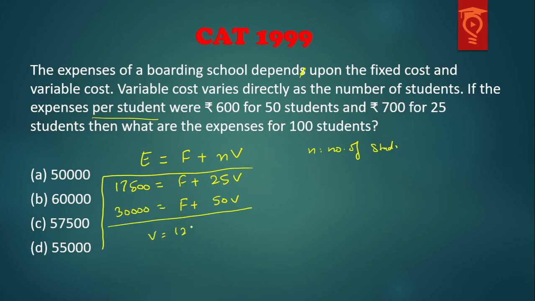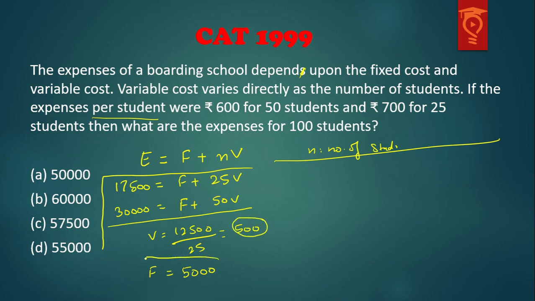So calculating these, we can find the value of v. V will be 12,500 divided by 25. So you'll find v as 500 per person. Now if v is 500 per person, you put the value of v and you can find the fixed cost, which comes out as 5,000 rupees. So fixed cost is 5,000 rupees. So we found the variable cost per person and the fixed cost overall. Fixed cost has nothing to do with the number of persons.